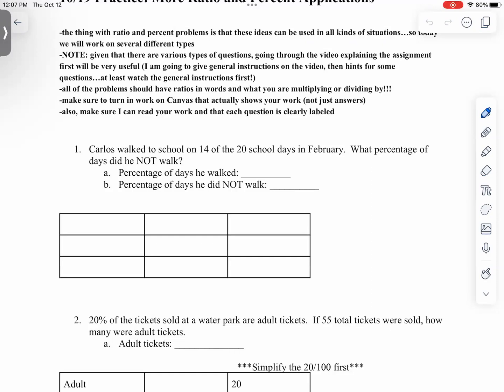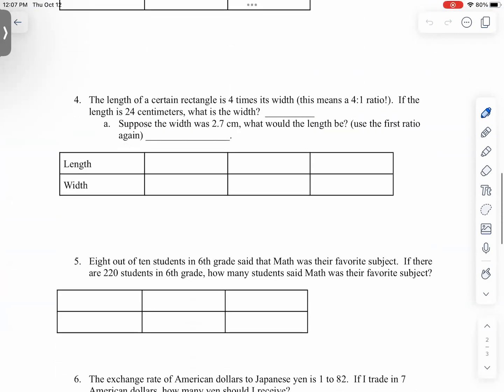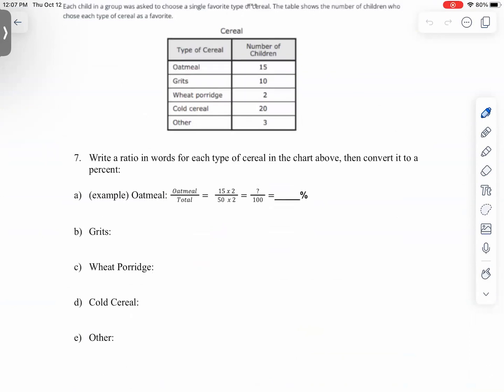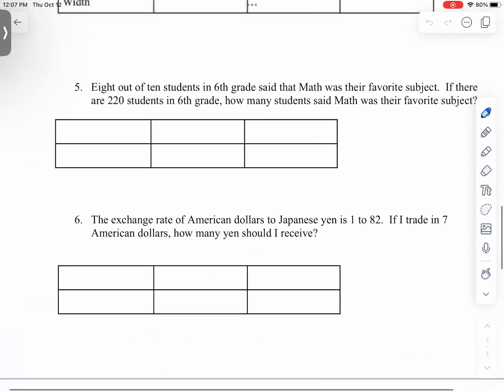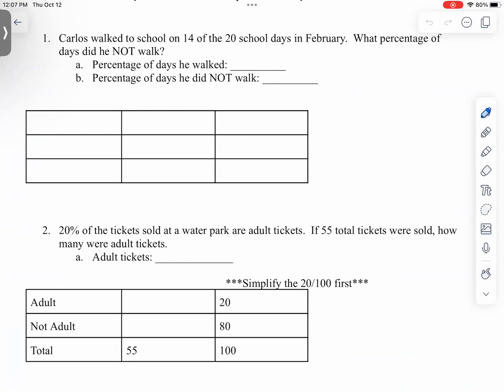So notice the instructions at the top. I put the ratio boxes on most of the problems, with the exception of this one, and I've given you real clear guidance on that one. Looking back at the first one, Carlos walked to school on 14 out of 20 days in February. What percent of days did he not walk? You've got the days he walked, the days he did not walk, so that means walk, not walk, total. Then you're finding percent. With percent, you always have a ratio or rate out of 100.